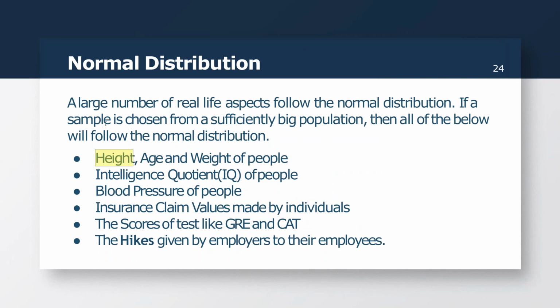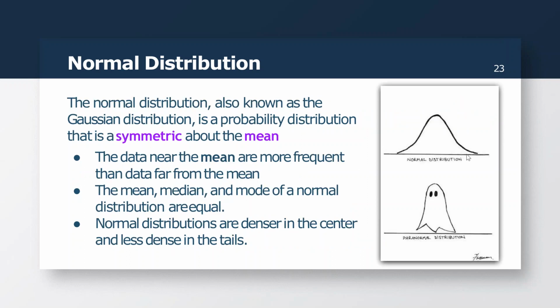So there are some other examples here. So height. One thing I forgot to tell you was only a large number of real life aspects will follow the normal distribution. So what do I mean by this large number? If you take a sample of let's say 10 people, it might not follow this normal distribution. There might be a lot of difference between the heights, and there might be no one with the average height. But the more and more number of people you take, the closer it will get to the normal distribution. Does it make sense to everyone? Yes or no?